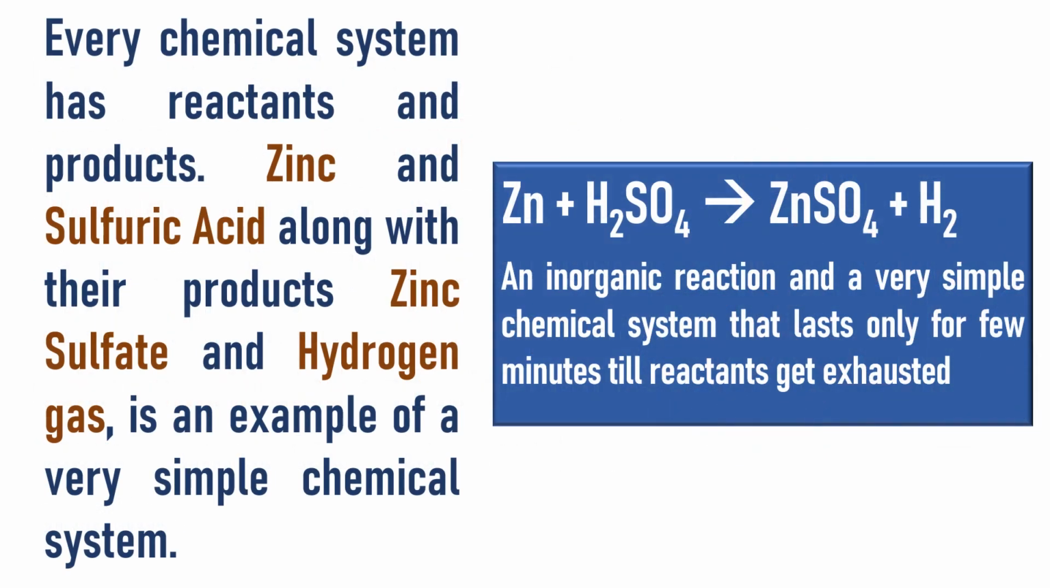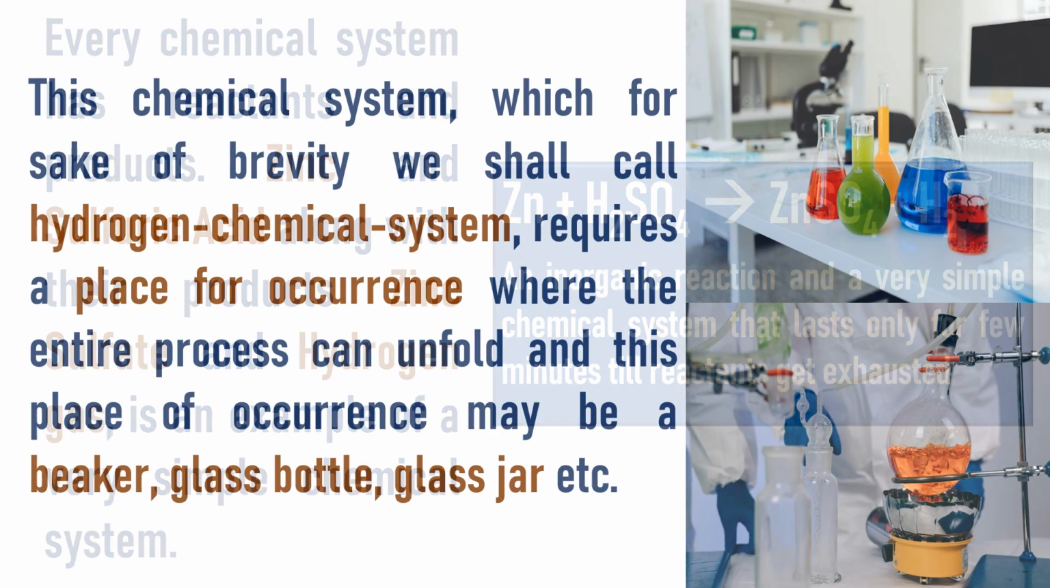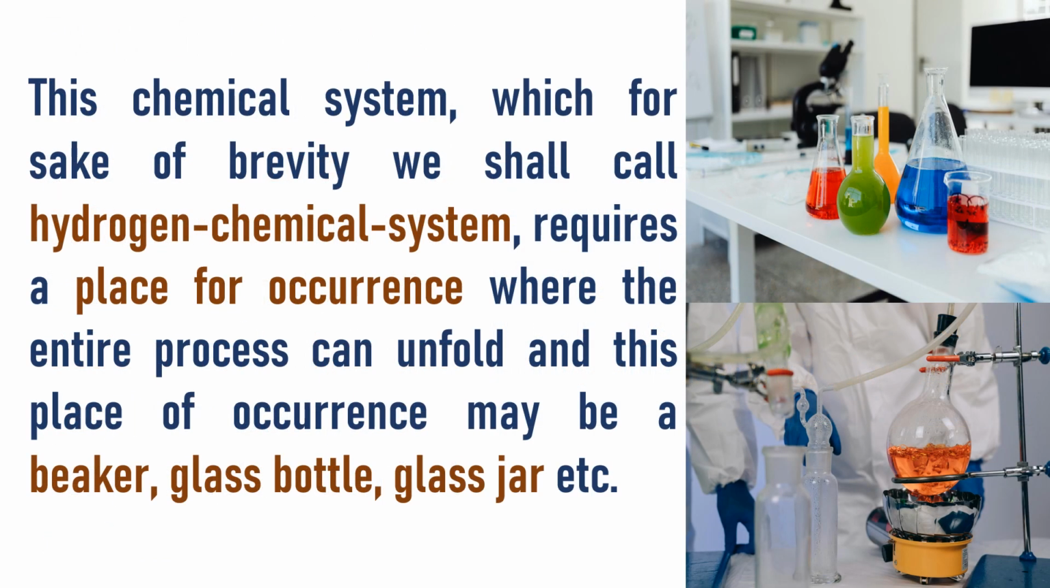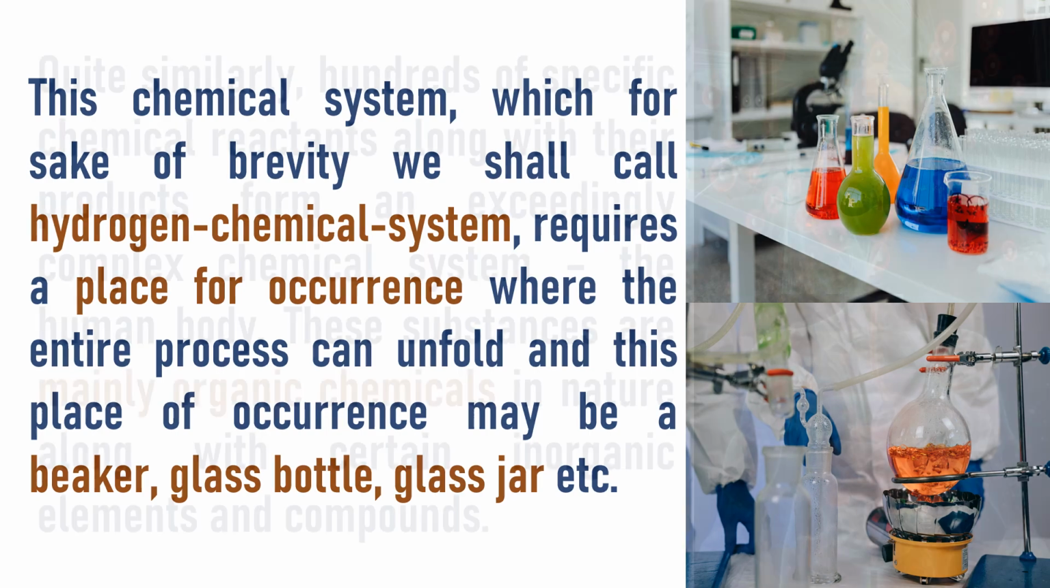Every chemical system has reactants and products. Zinc and sulfuric acid, along with their products, zinc sulfate and hydrogen gas, is an example of a very simple chemical system. This chemical system, which for the sake of brevity we shall call the hydrogen chemical system, requires a place of occurrence where the entire process can unfold, and this place may be a beaker, glass bottle, glass jar, etc.